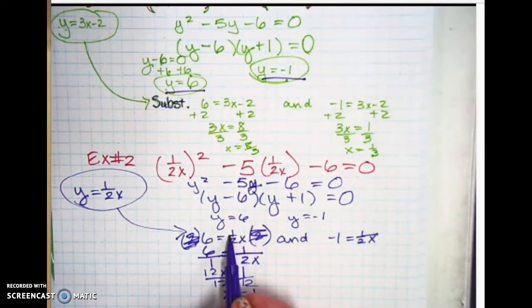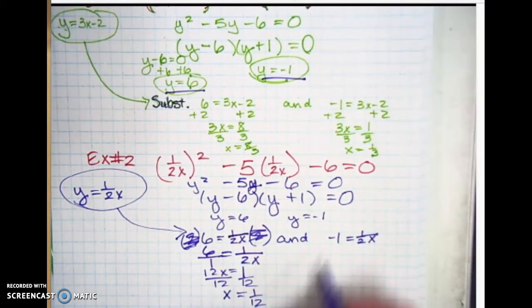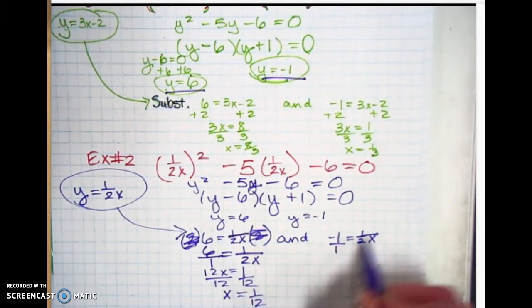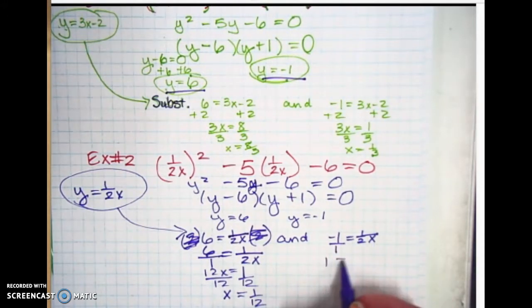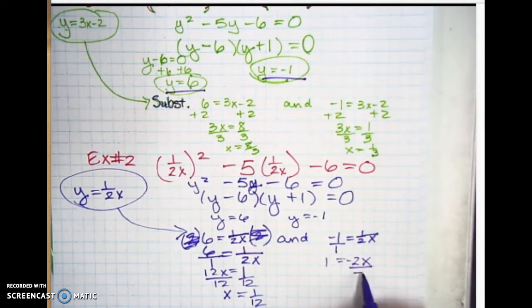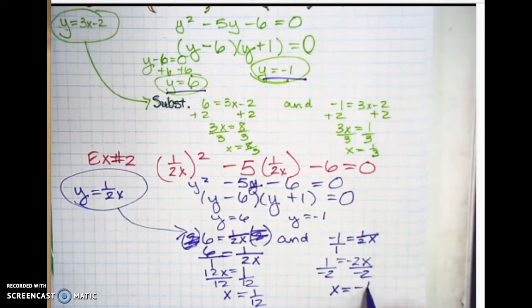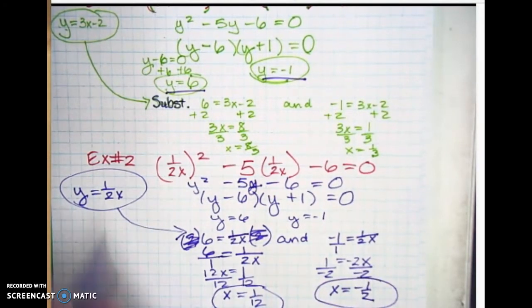I didn't draw my fraction bar long enough. Over here, make that into a fraction. 1 times 1 is 1. Negative 1 times 2x is negative 2x. Divide by negative 2. So x is equal to negative 1/2. So the answers are 1/12 and negative 1/2.